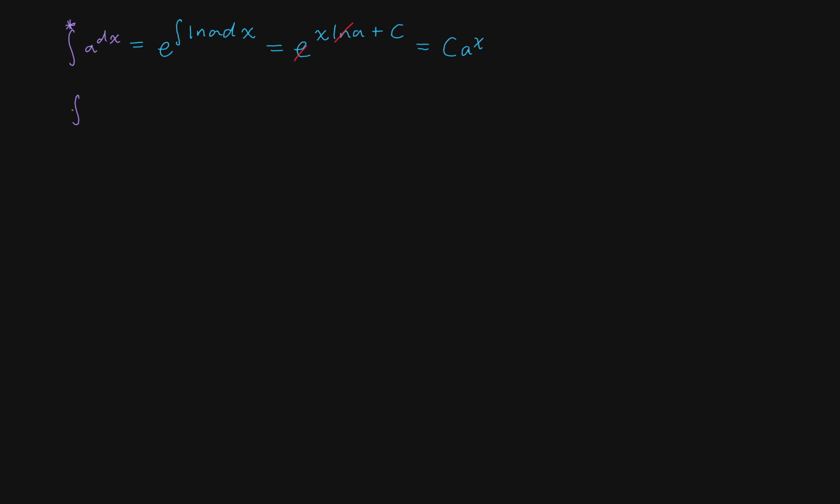Similarly, let's look at the multiplicative integral of x squared dx. This is going to be equal, so now we can take the power out. It's going to be equal to the multiplicative integral of x dx, squared, which is equal to e to the 2 times the integral of ln x dx, right? This is going to be equal to e to the 2x ln x minus 2x plus c. As you know, this is standard integration by parts.